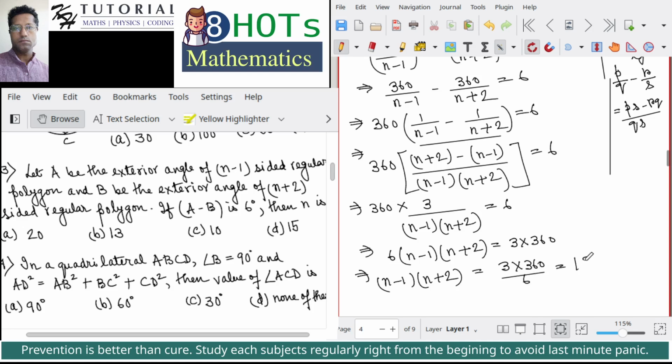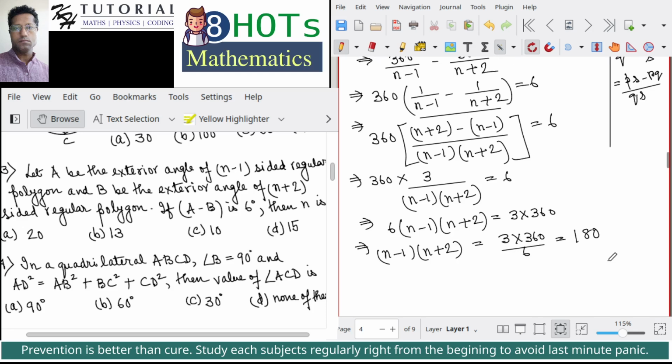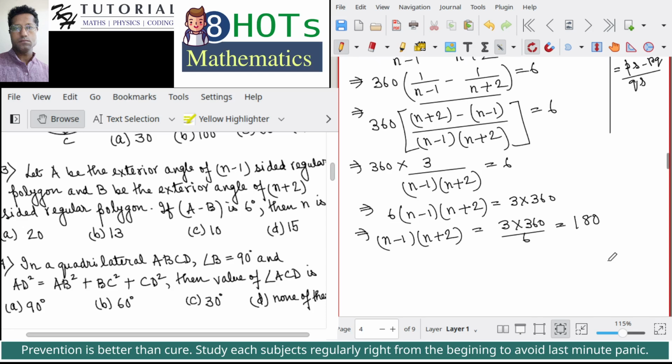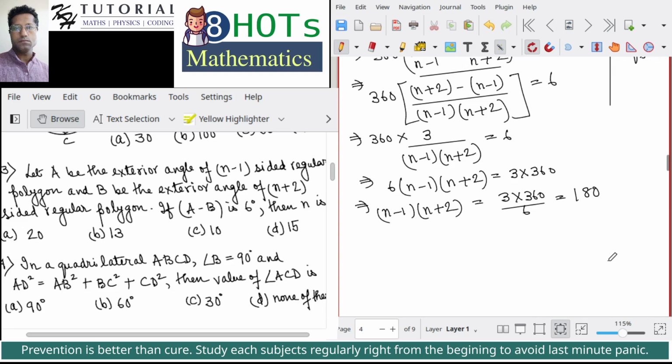This is 180. So we have this equation or relation that (n minus 1) multiplied by (n plus 2) is equal to 180, and from this equation we have to find n. How do we solve? How do we find the value of n from this kind of equation?